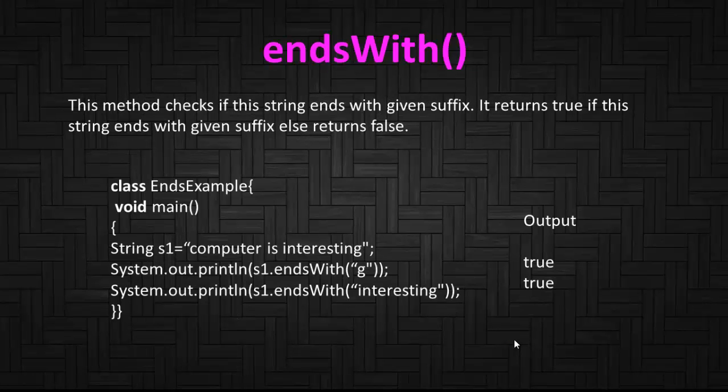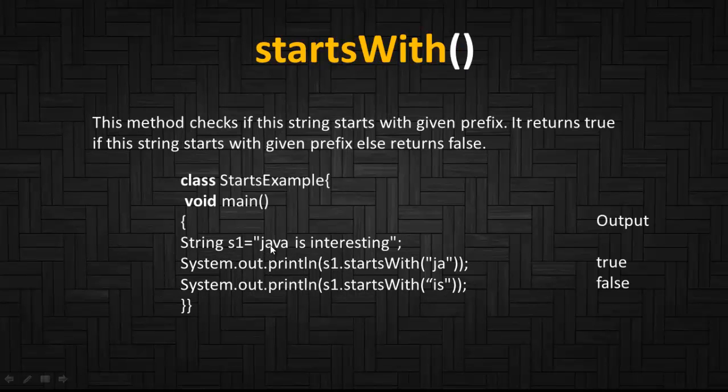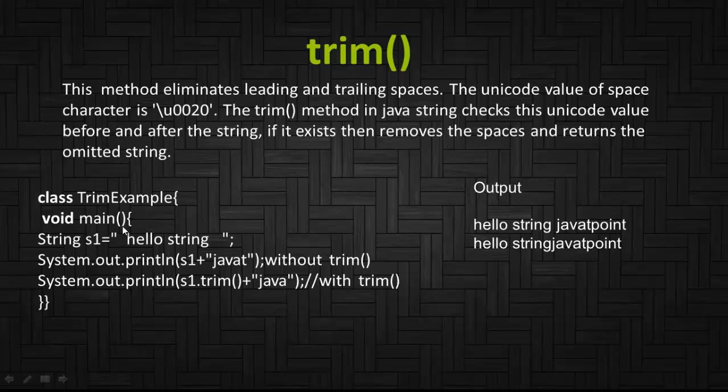endsWith. This method checks if this string ends with given suffix. It returns true if this string ends with given suffix else returns false. startsWith. This method checks if this string starts with given prefix. It returns true if this string starts with given prefix else returns false. Trim. This method eliminates leading and trailing spaces. The Unicode value of space character is \u0020. The trim method in Java string checks this Unicode value before and after the string. If it exists, then it removes the spaces and returns the omitted string.